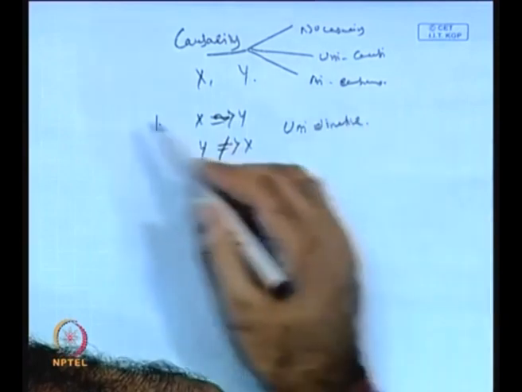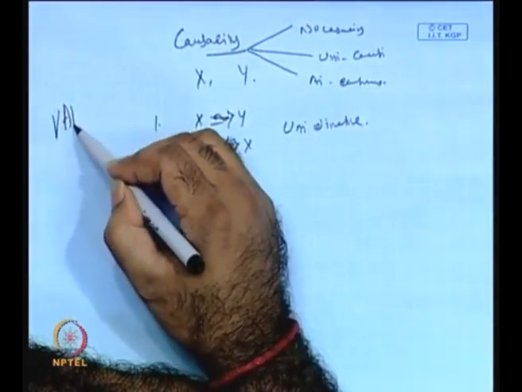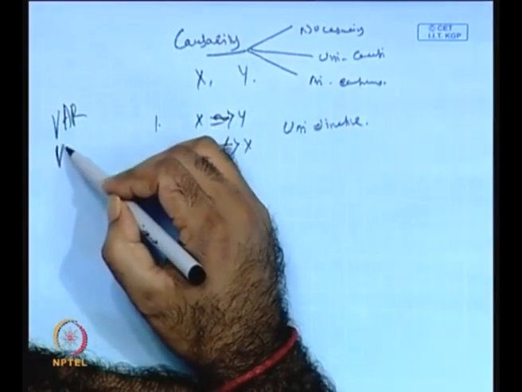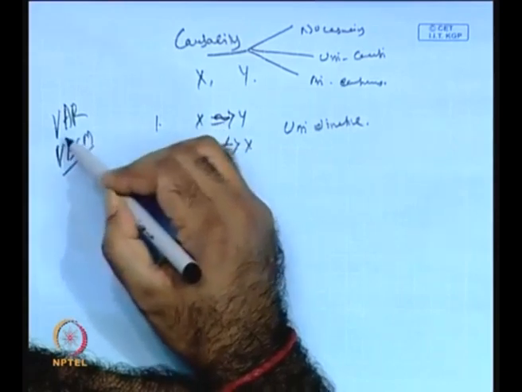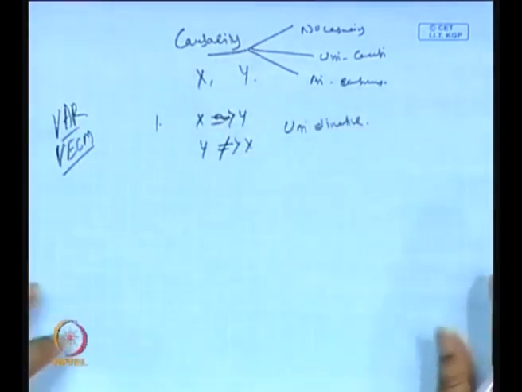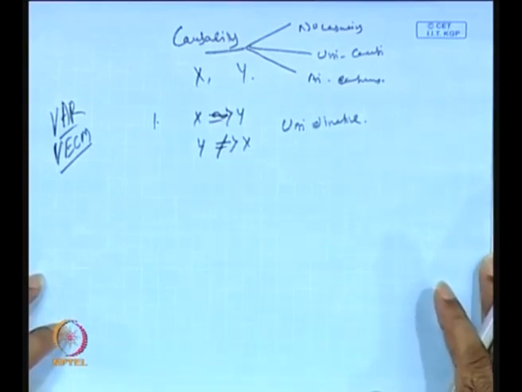Like, there is a concept called the vector autoregressive model and the vector error correction model. Once you attach to these systems, then we will be able to know what the vector error correction model and the VAR model, the vector autoregressive model, are.